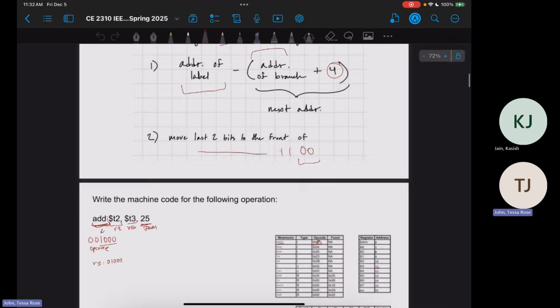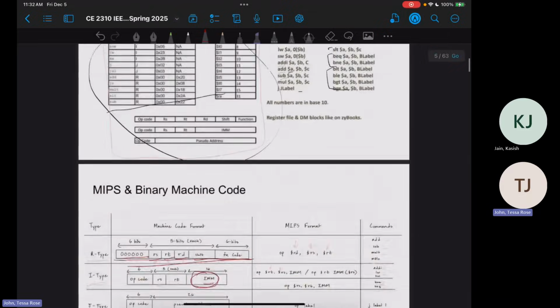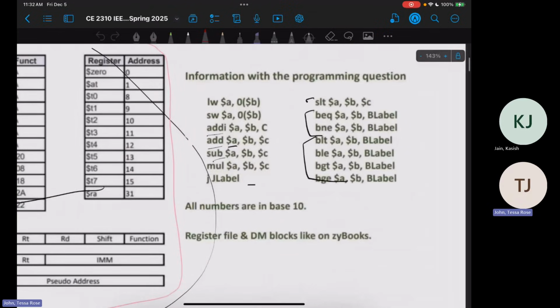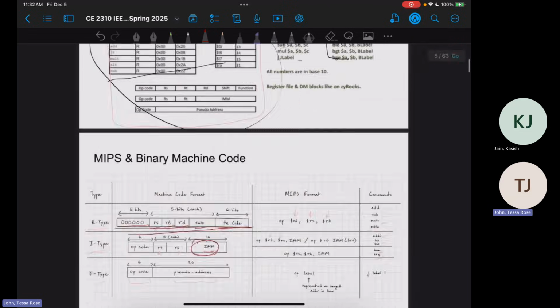Okay, but I don't know, you weren't there in the beginning, but this is another thing that we added. You should memorize this. This is just the format of the code. This is not given. All of the tables are. Okay.